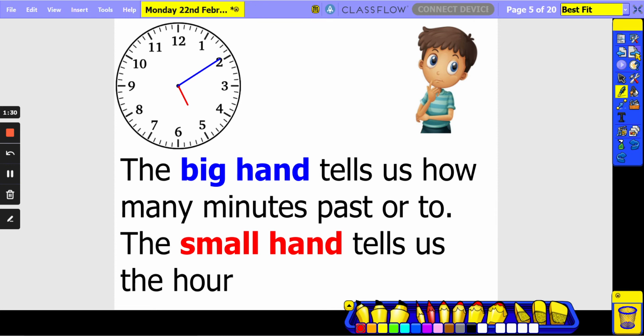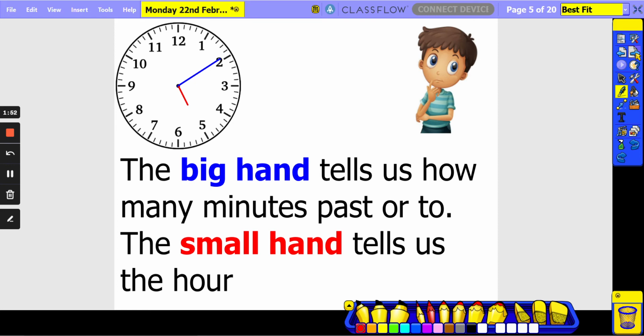The big hand tells us how many minutes past or to, and the small hand tells us the hour. Now the big hand is blue and the small hand we have in red. Let's have a look. What do you think the time is? Press pause now and try to work it out, and press play when you are ready.